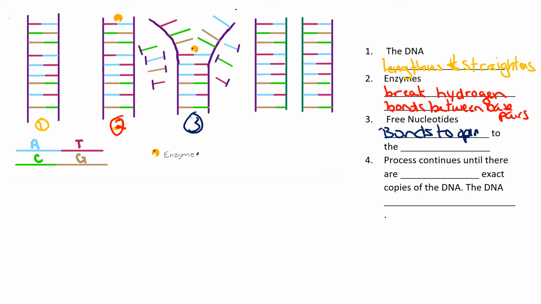So here the brown G is going to match with C, so a green will come in here and bond right here. The green will have a brown come in and bond right here. The red will have a blue come bond right here. And same for the other side. And this will keep going.